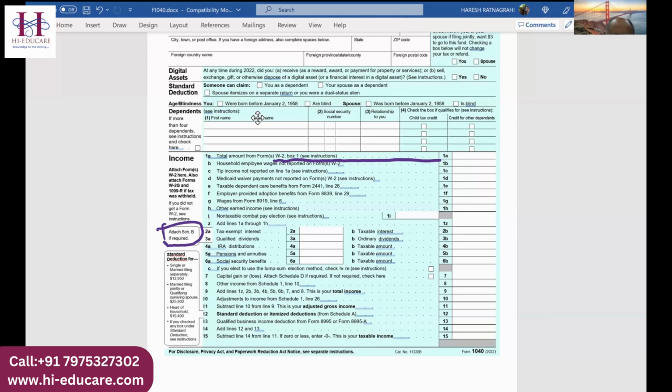So you can see that you can find the interest, taxable interest, and ordinary dividend. There are qualified dividends and unqualified dividends basically. So we'll discuss that in detail when we cover Schedule B. But let me show you Schedule B.